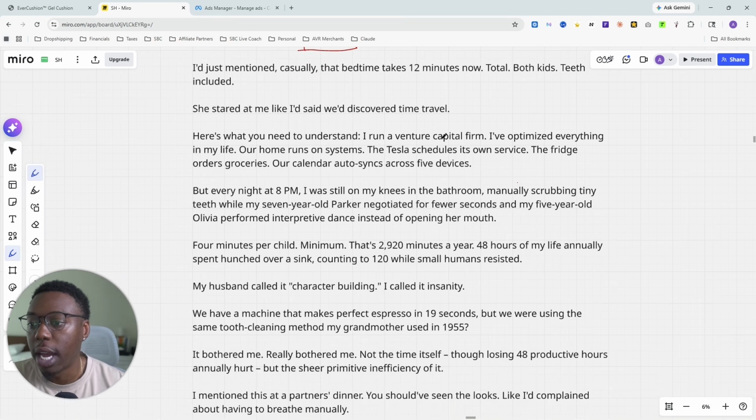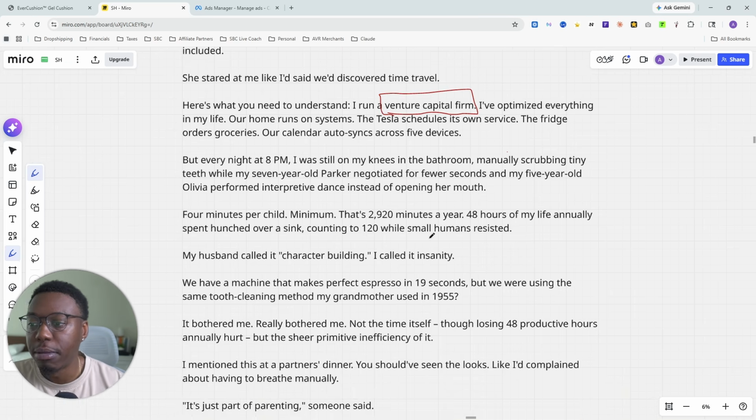Here's what you need to understand. I run a venture capital firm. I've optimized everything in my life. Our home runs on systems. The Tesla schedules its own service. The fridge orders its own groceries. Our calendar auto syncs across 5 devices.